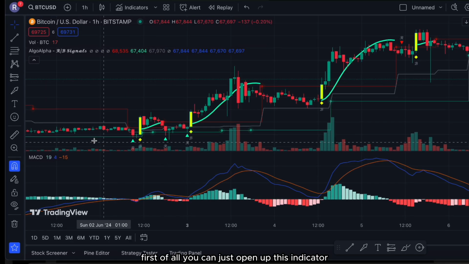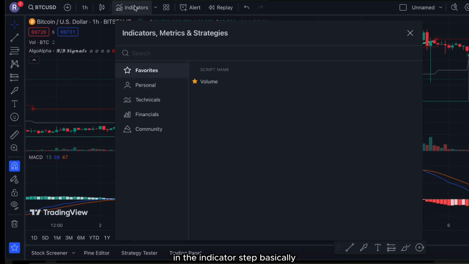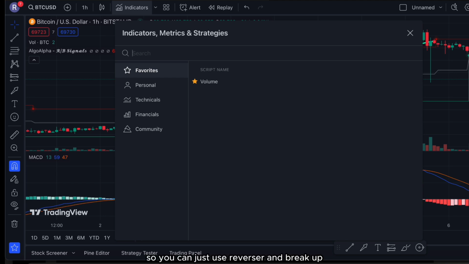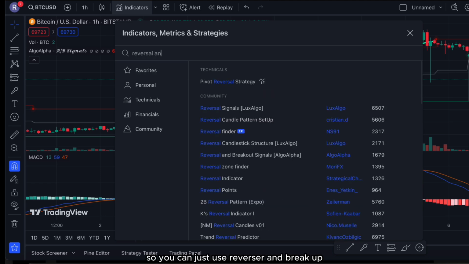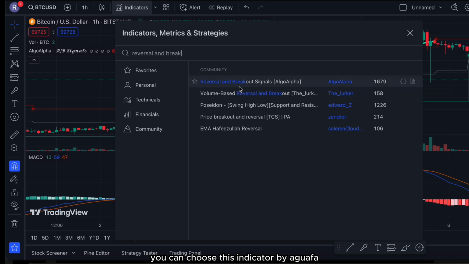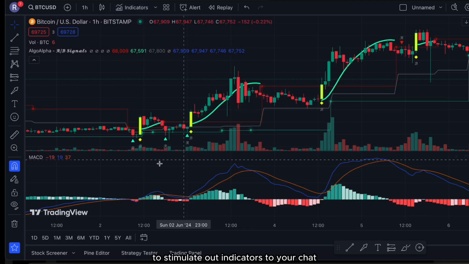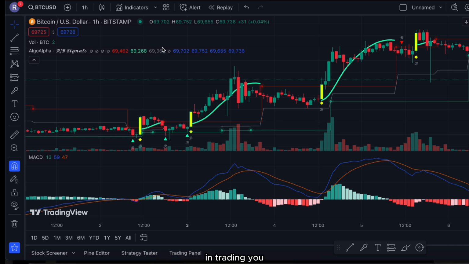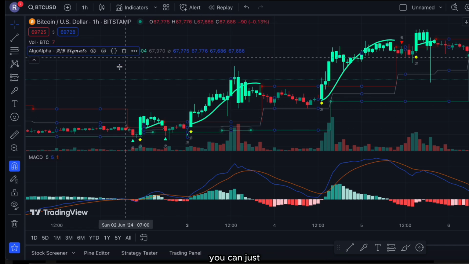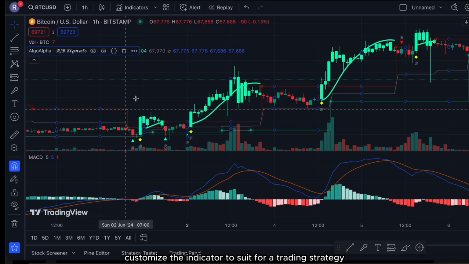First of all, you can just open up this indicator in the indicators tab. Basically, you can search for the indicator as Reversal and Breakout Signal by Algo Alpha. You can choose this indicator by Algo Alpha to add to your chart in TradingView. So basically you can just generate it, and after that you can customize the indicator to suit your trading strategy.